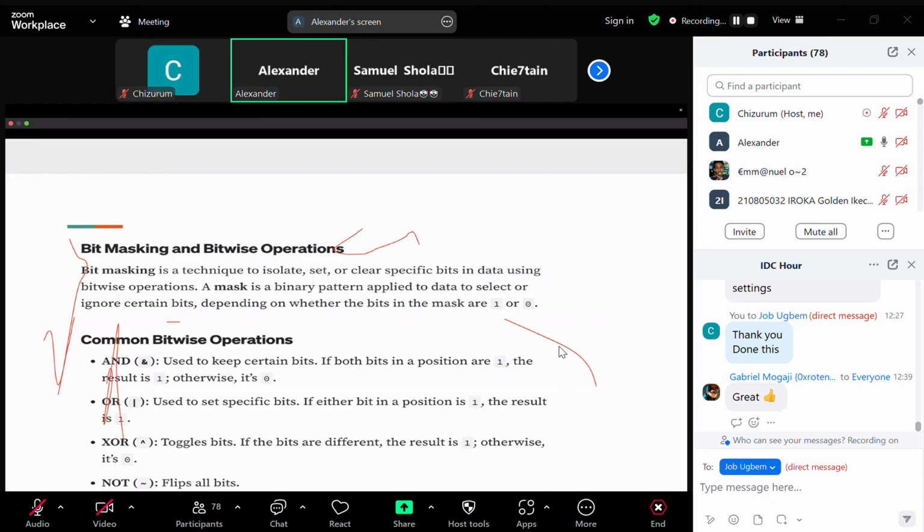If I have two ones, it gives me one. If I have one and zero, it gives me zero. If I have zero and one, it gives me zero, right? That's AND and all that, right? So we'll continue.